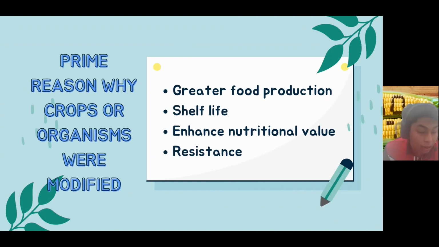So, what are the main or prime reasons why crops or organisms are modified? Crops or organisms are modified to further ensure greater food production. Its modifications aim to protect crops from pests and other diseases, making greater food production possible. Crops or organisms are also modified to enhance their nutritional value. Alongside its nutritional value, it also aims to provide longer shelf life and resistance to drought and other calamities.